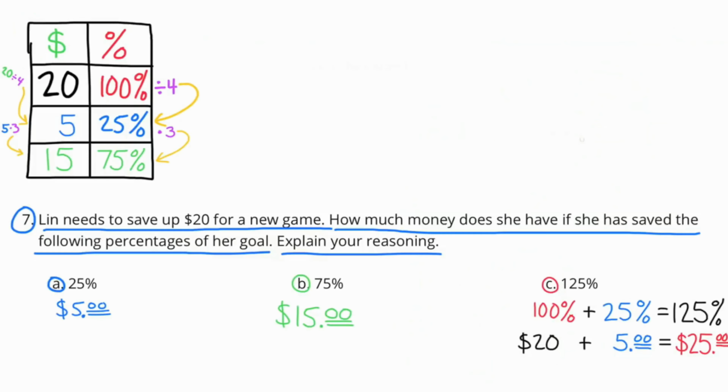Number 7. Lynn needs to save up $20 for a new game. How much money does she have if she has saved the following percentages of her goal? Explain your reasoning. A. 25%.